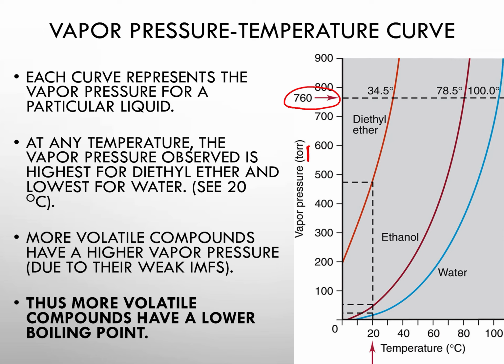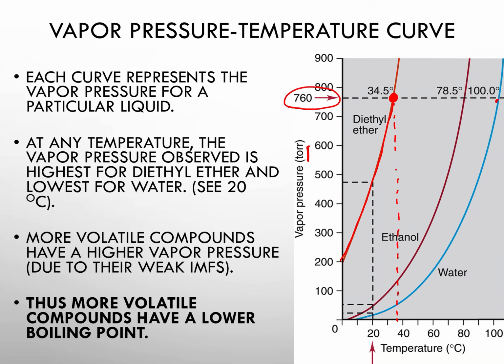And so this is going to be what we call the normal boiling point. When does it boil at atmospheric pressure, right? So when our vapor pressure equals our atmospheric pressure. When this is true, when our line hits 760 essentially, that temperature, if we go straight down, that would be our boiling point. And you can do that for each of these.